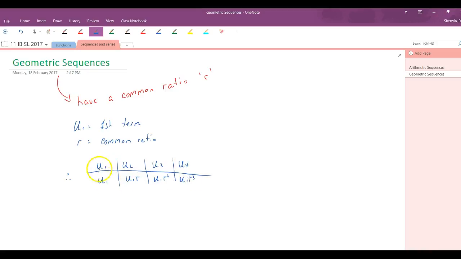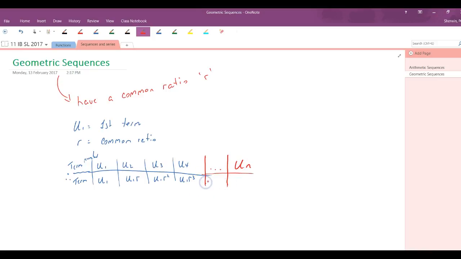All I'm doing here is, we started with our first term, so this is the term number, and this is the actual term. The first term is U1. The second term is U1 times R. The third term is U1 times R squared. We just keep multiplying by R. That's the rule with the geometric sequence. But what I'm interested in now is what happens as we progress this to Un.